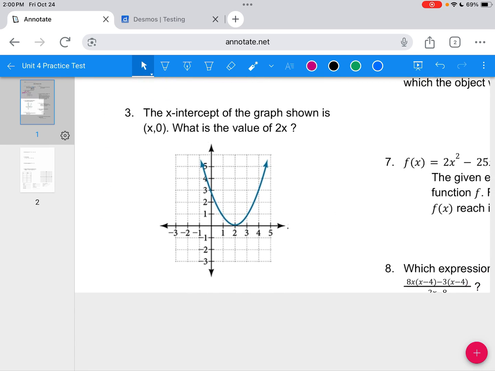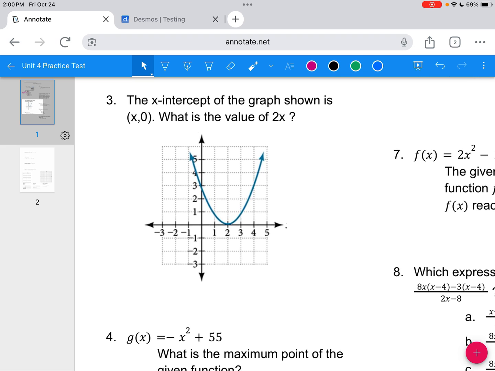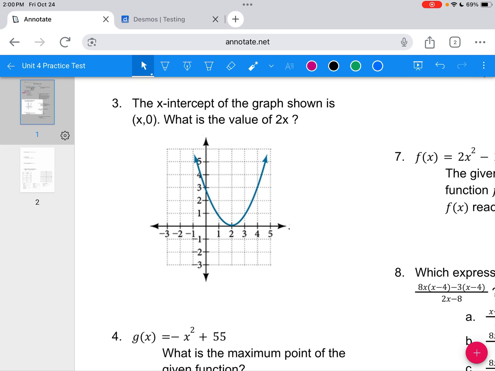Number 3, it says the x-intercept of the graph shown is x comma 0. What is the value of 2x? Well, my x-intercept would be 2, 0. Therefore, I know that x is just 2. So if I'm finding 2x, I'm really finding 2 times 2, which would be 4.